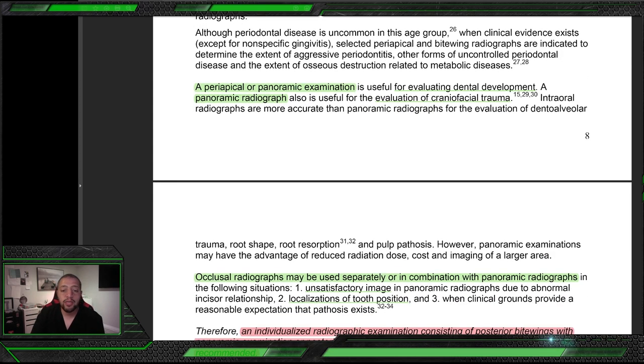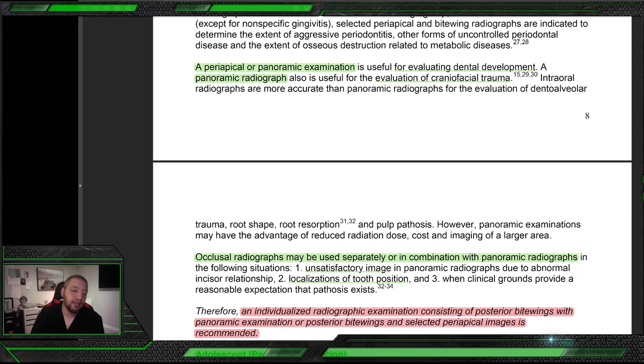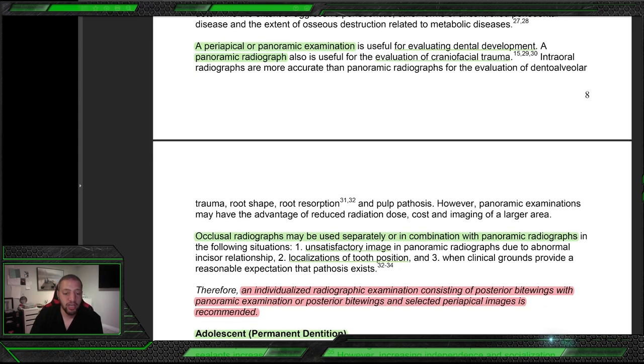Occlusal radiograph may be used in combination with pan or without the pan if the pan is not very clear. Like if you are looking for an impacted canine and the band, usually this area in the band is not very clear, so you may take an occlusal radiograph to check it, or for localization of tooth position, as we said before.